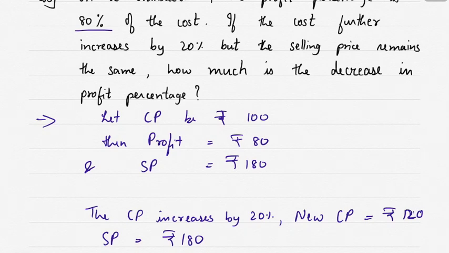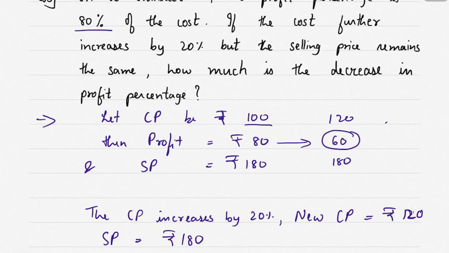In a transaction, profit percent is 80% of the cost. So you assumed cost price 100, then profit would be 80, selling price 180. If cost further increases by 20, that means if cost instead of 100 becomes 120 and selling price is same, cost is 120, selling price is same, so profit in this case will become 60. So profit has reduced, so profit percentage also reduced.